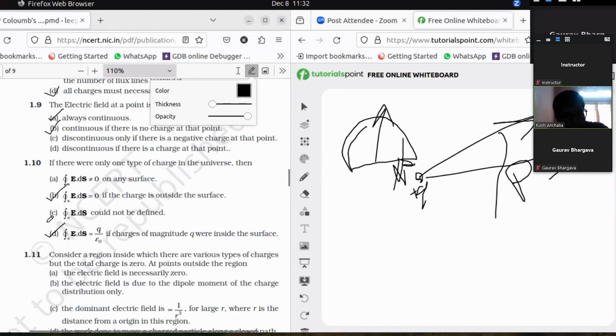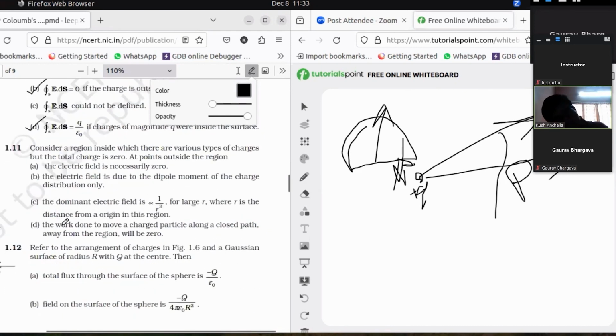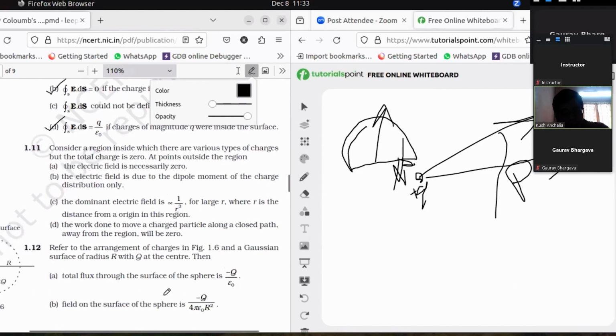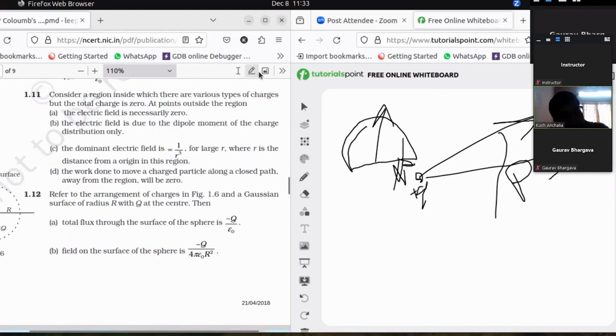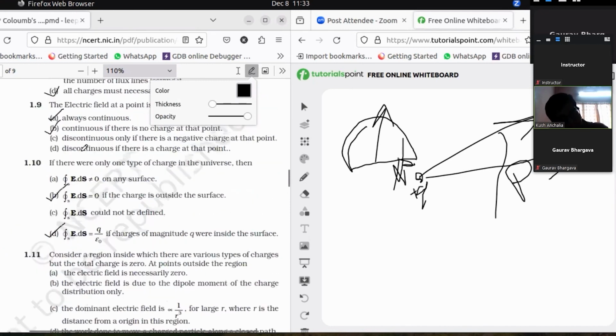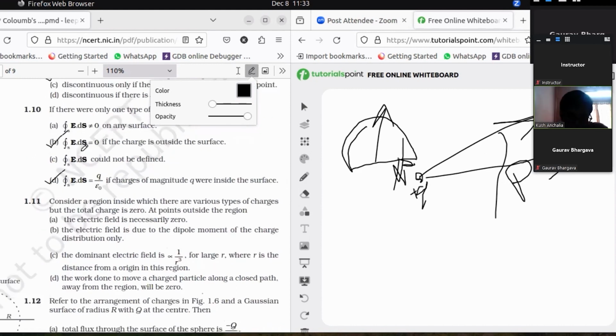This could not be defined. No. Consider the region inside which there are various types of charges, but the total charge is zero. At a point outside the region, the electric field, no, it's not necessary to be zero. Your position can be changed.